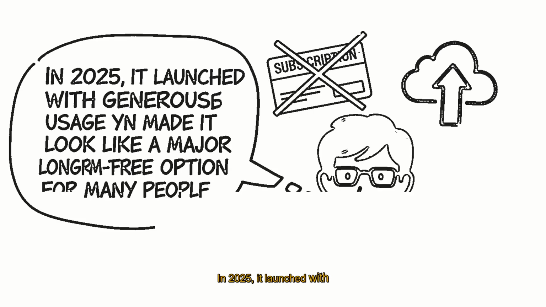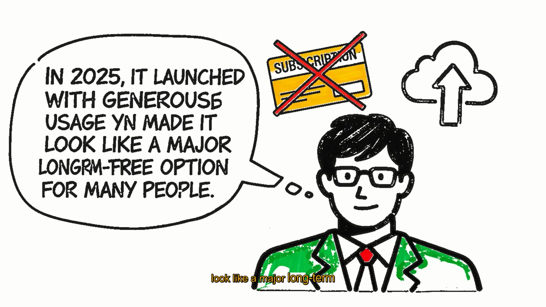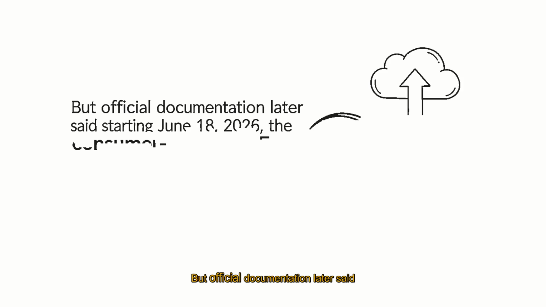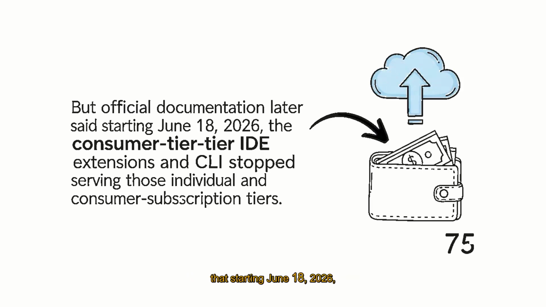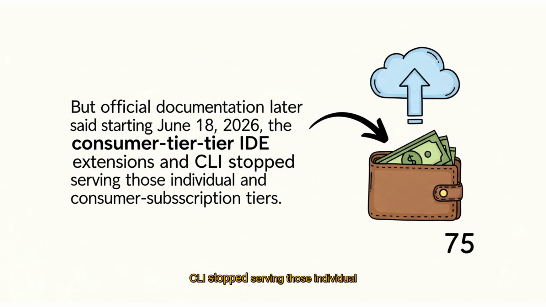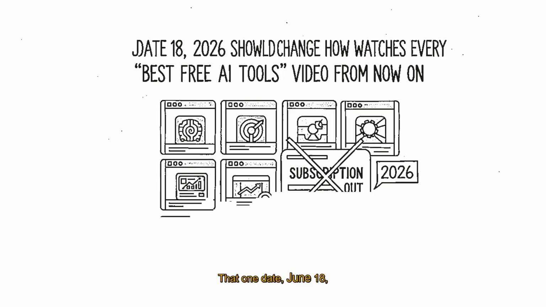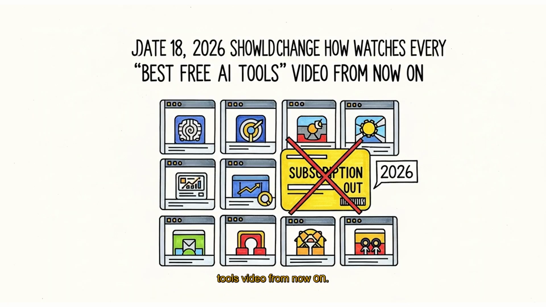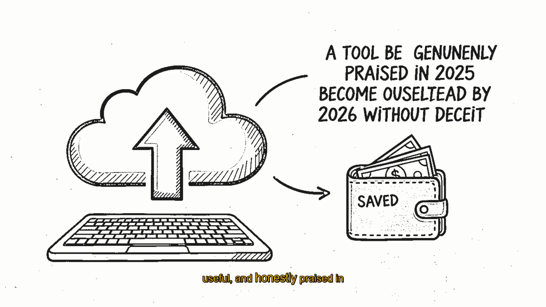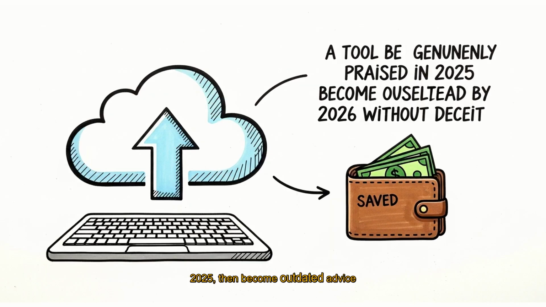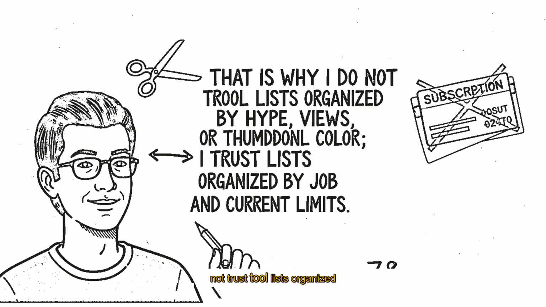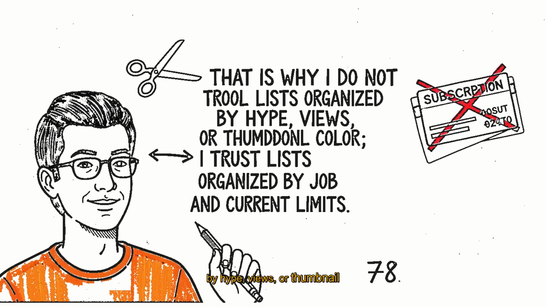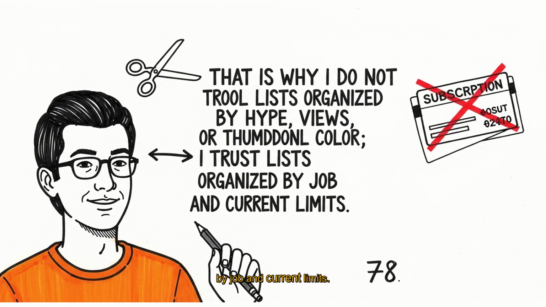In 2025, it launched with generous usage that made it look like a major long-term free option for many people. But official documentation later said that starting June 18, 2026, the consumer tier IDE extensions and CLI stopped serving those individual and consumer subscription tiers. That one date, June 18, 2026, should change how you watch every Best Free AI Tools video from now on. A tool can be real, useful, and honestly praised in 2025, then become outdated advice in 2026 without anyone lying to you. That is why I do not trust tool lists organized by hype, views, or thumbnail color. I trust lists organized by job and current limits.